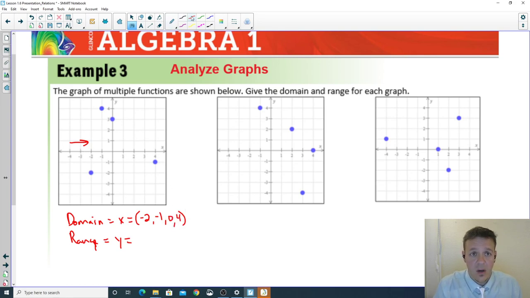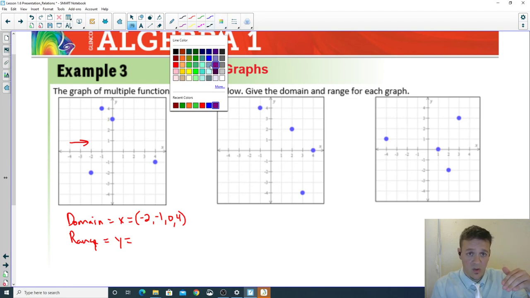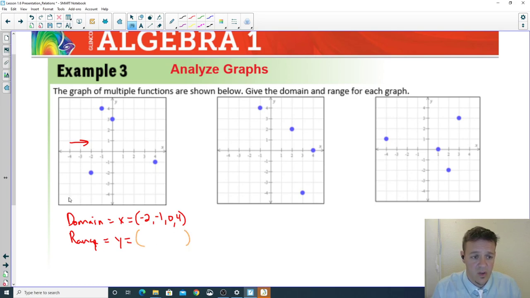So that's our domain. For range, you can either start at the top and go down, or go bottoms up. I usually like to go from the bottom up, negative to positive. Going vertically, the first one you would hit is -2, the next is -1, and then 3 and 4. Do I care that they're ordered pairs? No. I want you to give me the domain and the range for each graph.